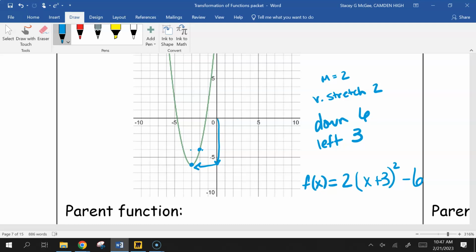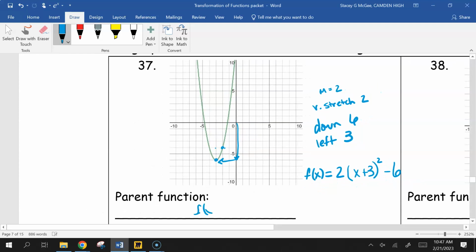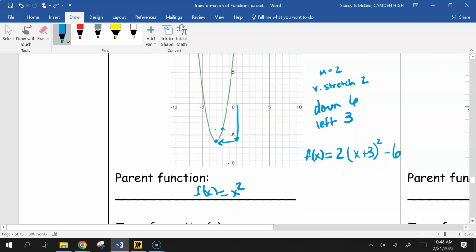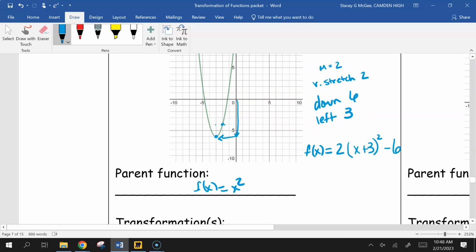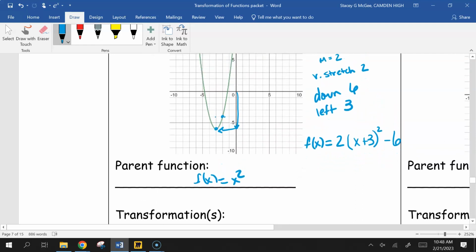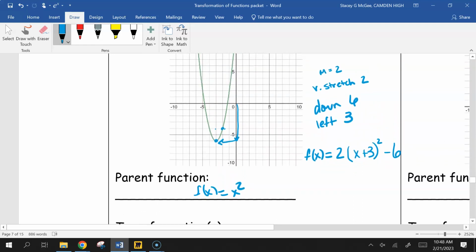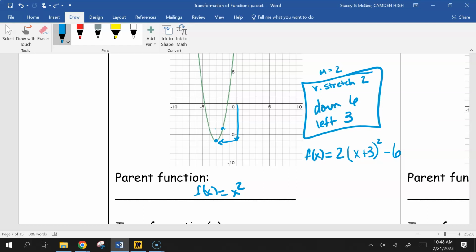That's the hardest part about the multiple transformations, writing the equation. X squared. It's a parabola. It's easier that way when you're writing the equation. Okay. All 3 of these are your transformations.